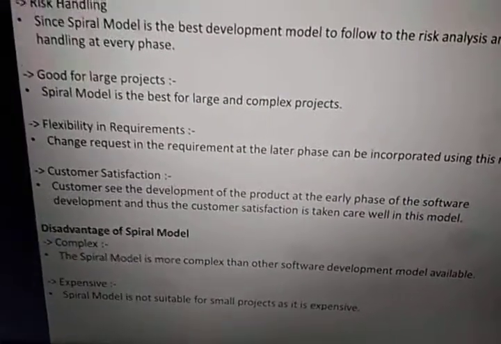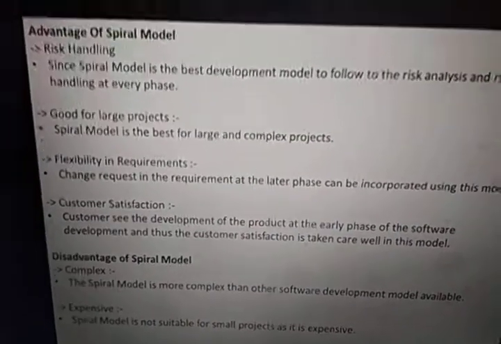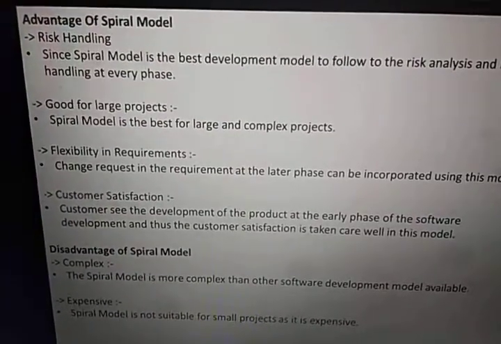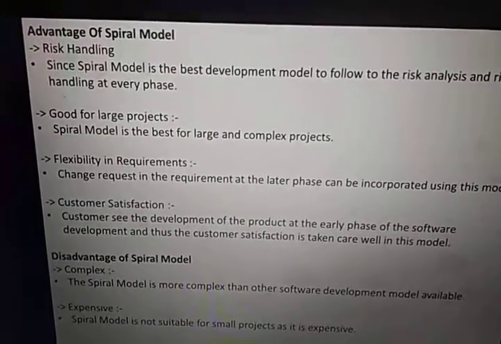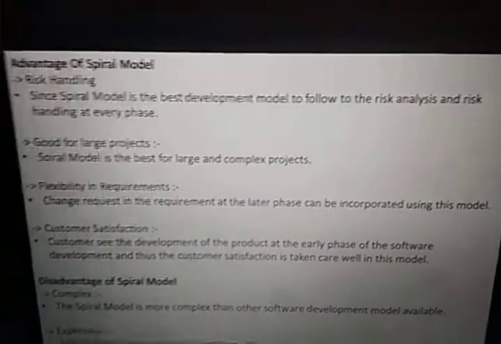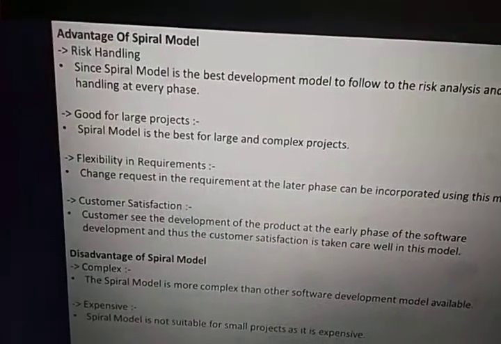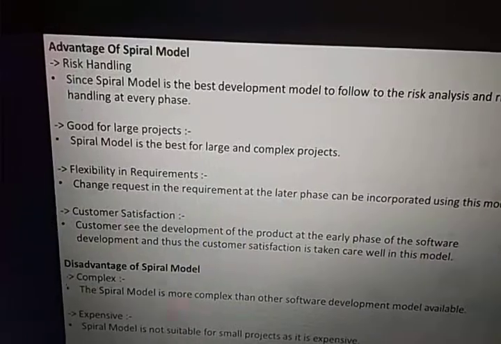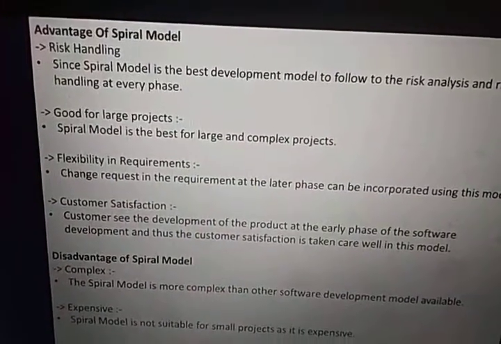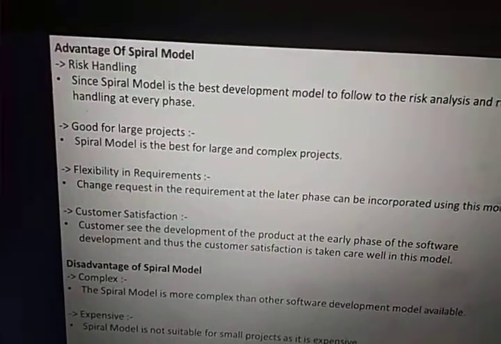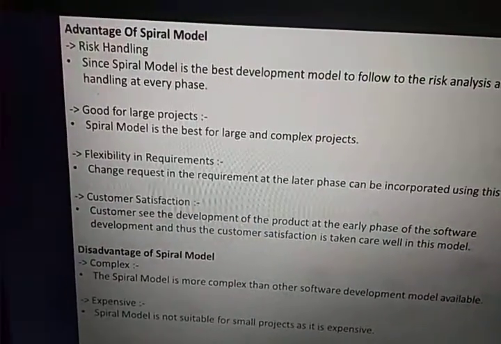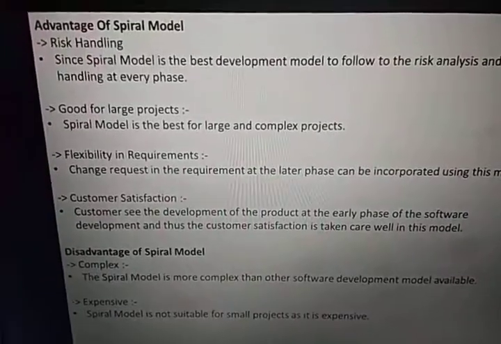Same thing, customer satisfaction. What is that? After developing the software, we ask the customer to review the next new version of the product, and if they are not satisfied, again we will rotate the spiral model and find if anything can be changed, replaced or modified based on the customer's review. So the customer sees the development of the product at an early phase of software development, and customer satisfaction is taken care of well in this model.